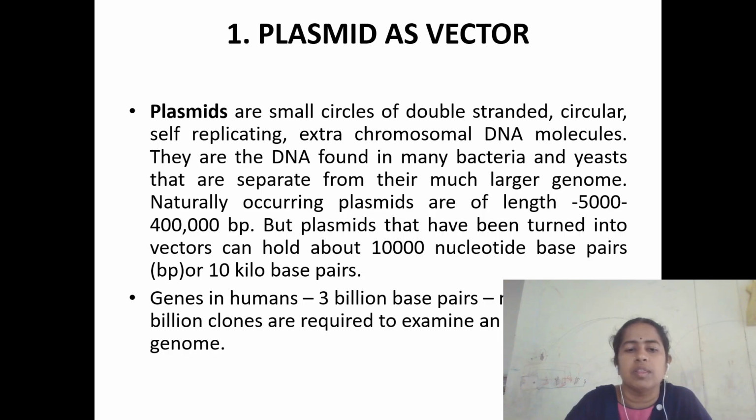Genes in humans are 3 billion base pairs. More than 1.8 billion clones are required to examine an entire human genome. That is, the plasmid size is very small, and we require at least 1.8 billion clones to clone a human genome. That much of genes are there in humans as compared to the plasmids.